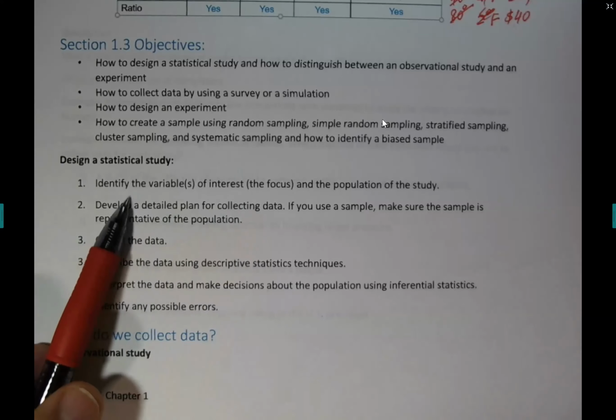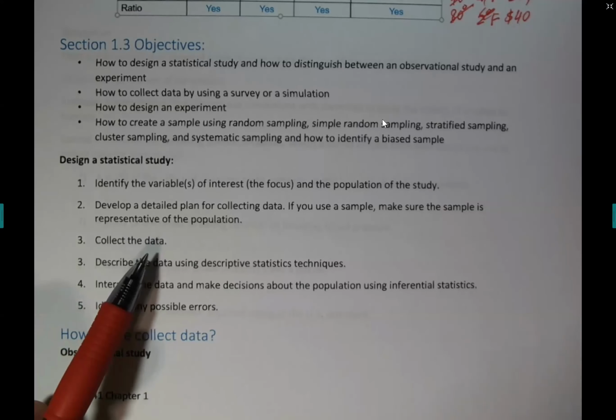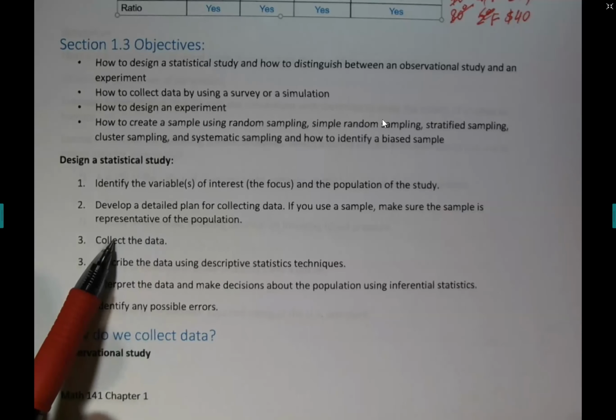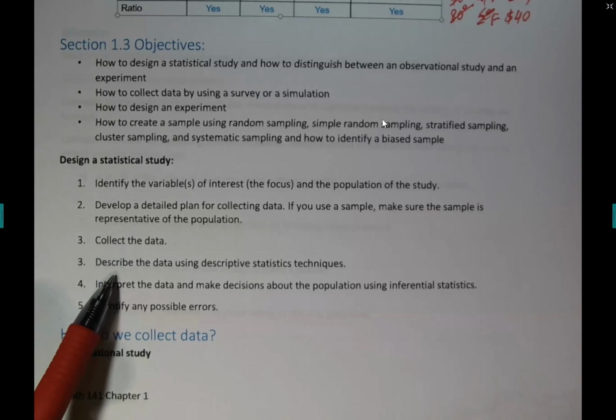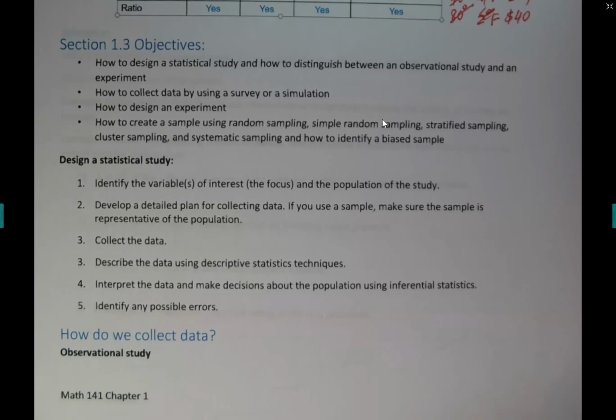Develop a plan for collecting data and make sure that the data represents the entire population. Collect the data. We're going to learn about the methods of collecting data today. Describe the data, present the data in a nice way, in a table or a graph. If you attend any presentations about data, you will not see raw data scattered all over the place. People will put it in a nice format, so it will be appealing to the eye. And then what do we want from the data? To make a conclusion about the population from the data. So this is what a statistical study is.